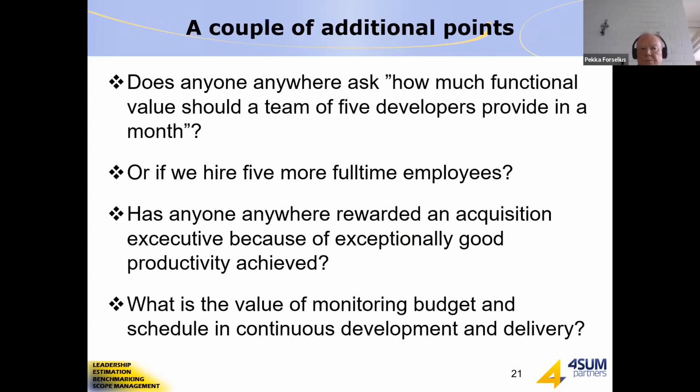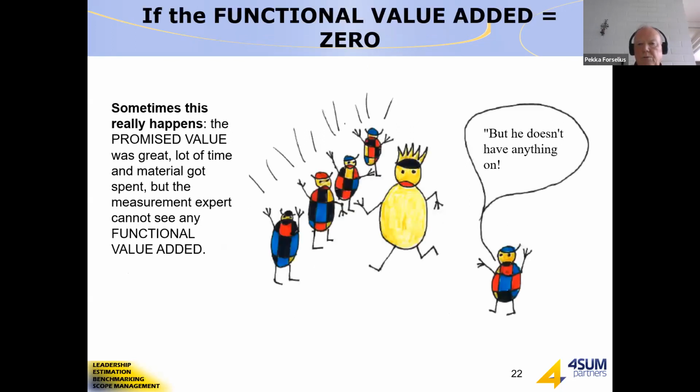And a couple of additional points. Does anyone anywhere ask how much functional value a team of 5 developers should provide in a month? I have never heard anyone asking that. Or if we hire 5 more full-time employees, what's the impact? Has anyone anywhere rewarded an acquisition executive just because of exceptionally good productivity achieved? And what is the value of monitoring budget and schedule in continuous development and delivery? I don't understand that, because we know the budget. There are 10 people working 1 month. We know the budget exactly, and we know the schedule. 1 month takes 1 month.